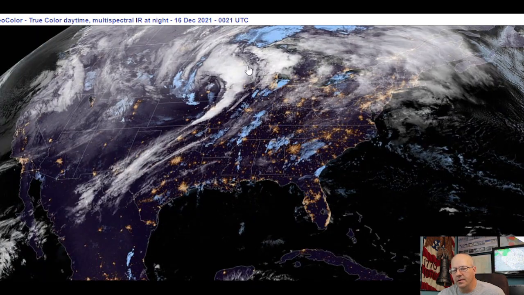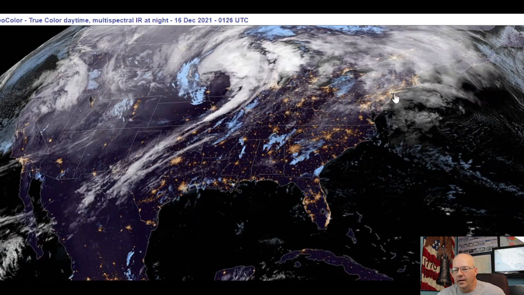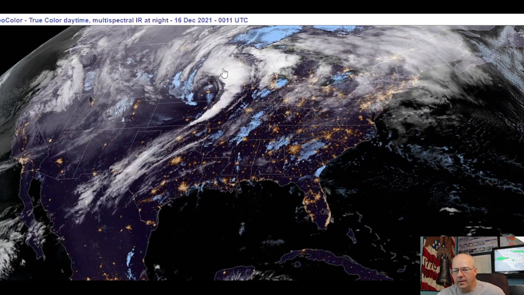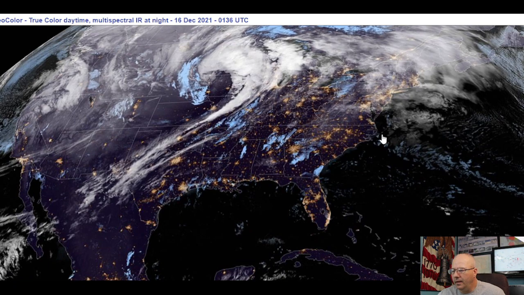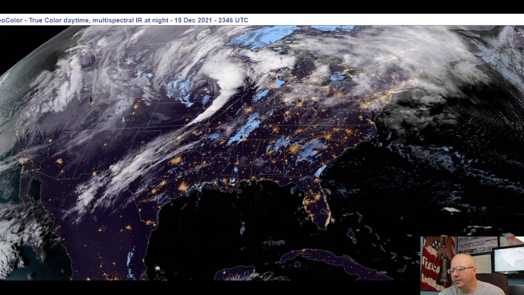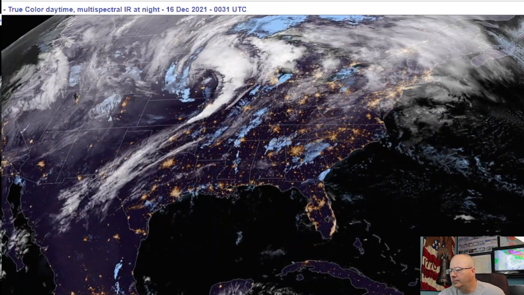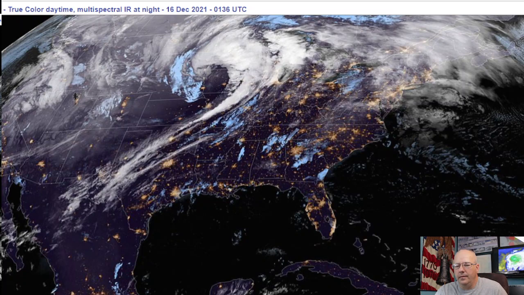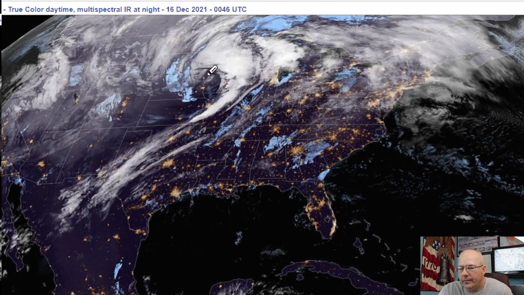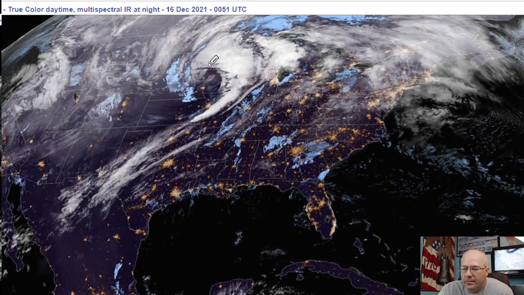This brighter stuff is all your higher stuff. Now, if you look at these signatures, let's see if I can draw on this screen here. All right. If we look at this, we can pretty much look at the rotation and see our low pressure system. Watch that low.